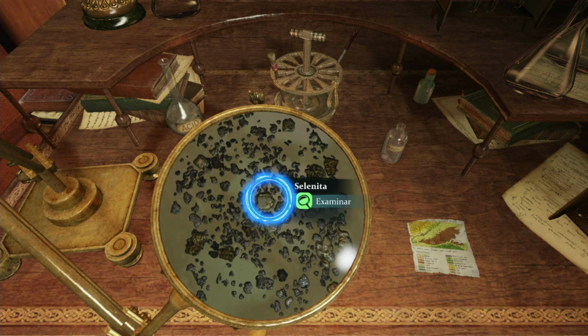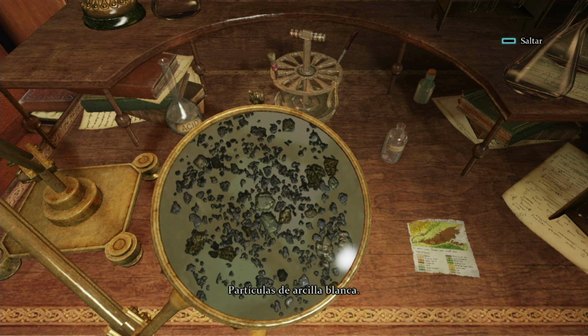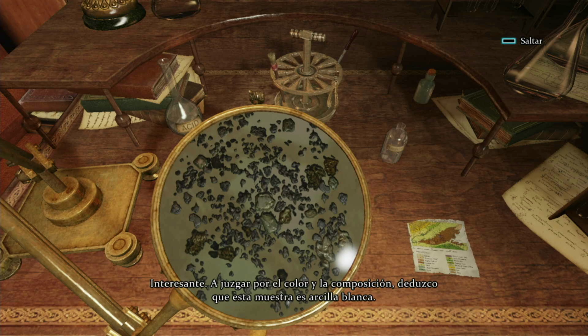Selenite. White clay particles. Pyrite, otherwise known as fool's gold. Interesting. According to the color and its composition, I deduce that this sample is white clay.